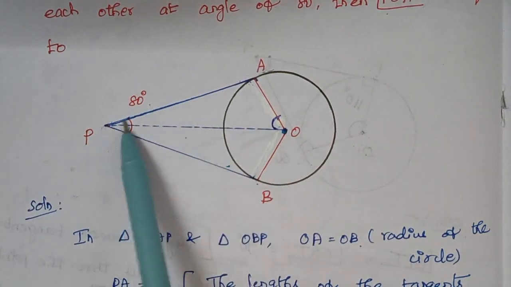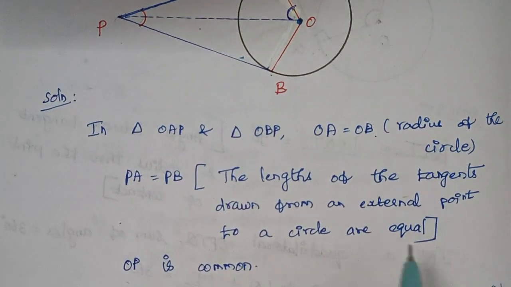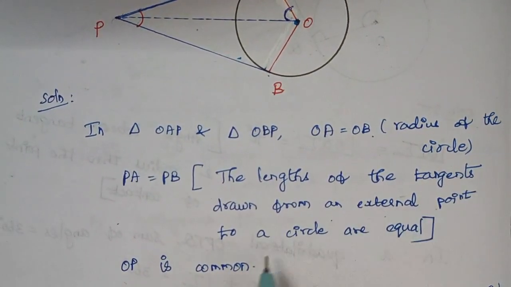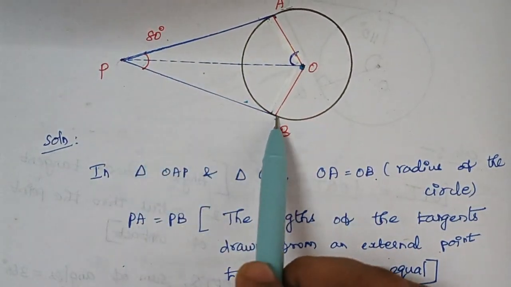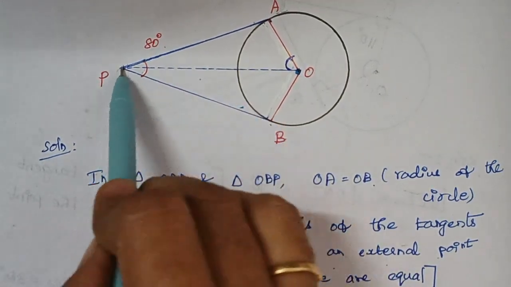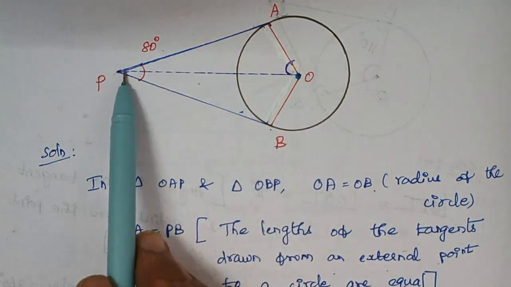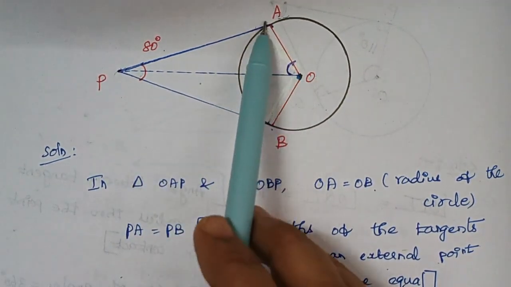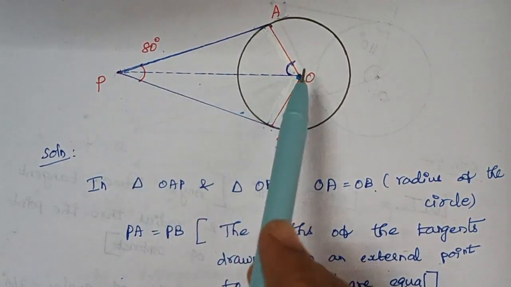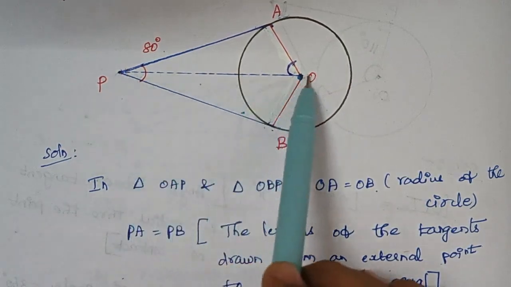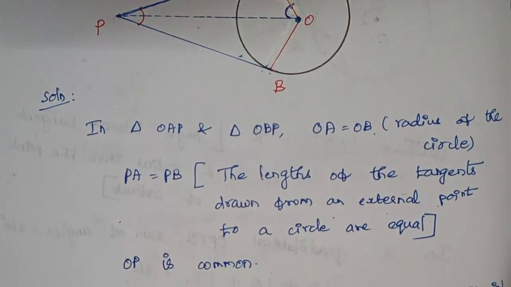The next thing is PA is equal to PB. Why? Again, this is according to our theorem: the lengths of the tangents drawn from an external point to a circle are equal. Here PA is one tangent and PB is one tangent, and these two tangents are drawn from this point P. Therefore PA is equal to PB. And what about this side? We have compared this length and this length, and the left out thing is this OP. This OP is common for this triangle as well as for this triangle.